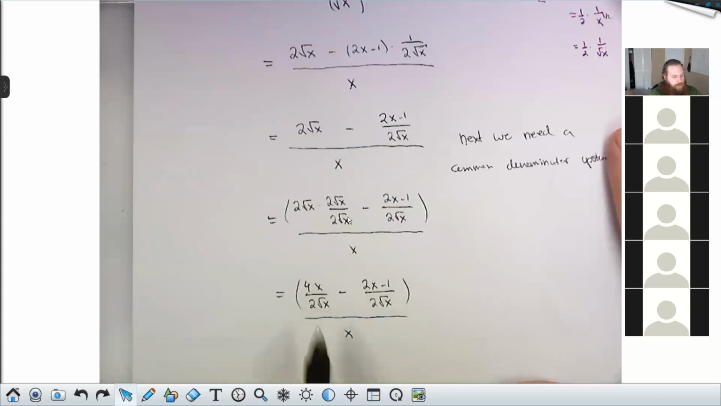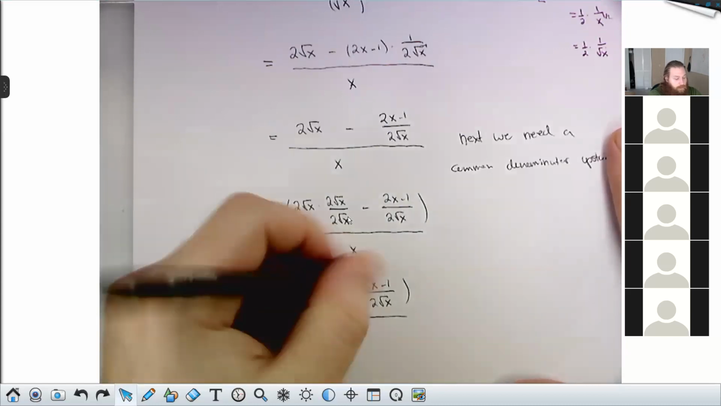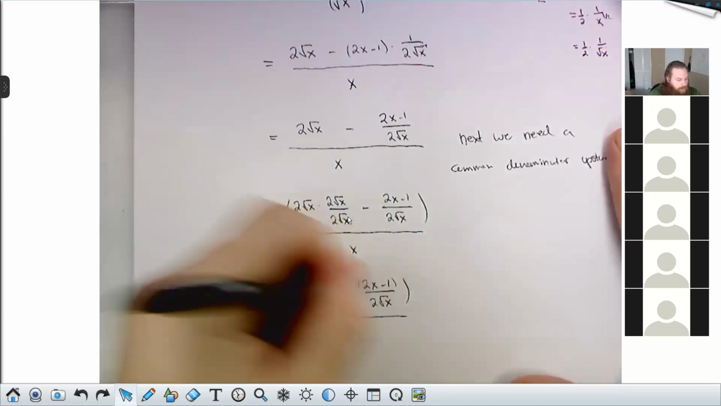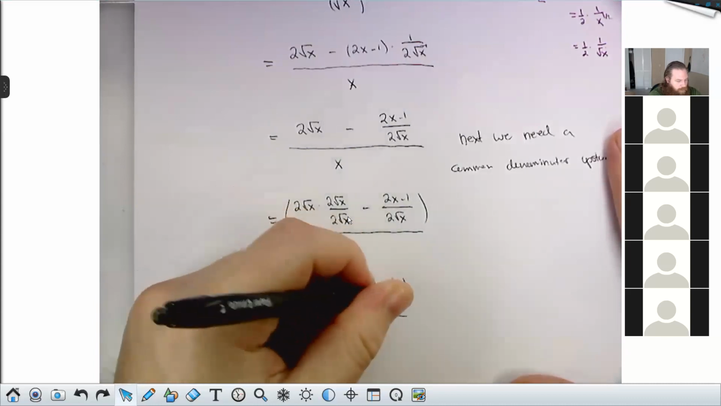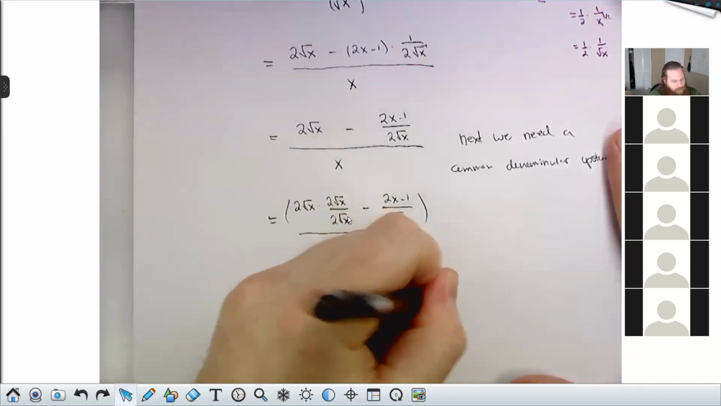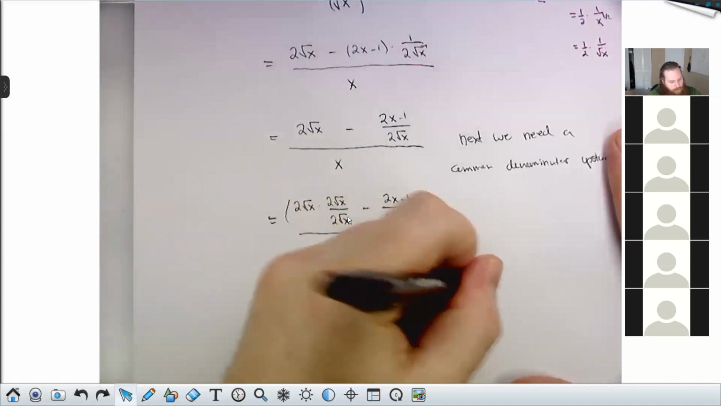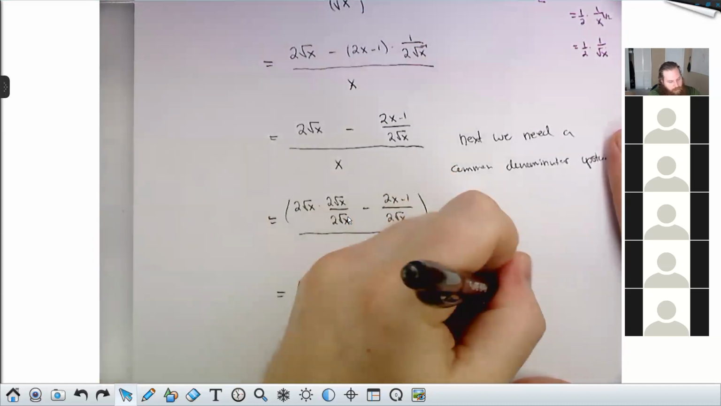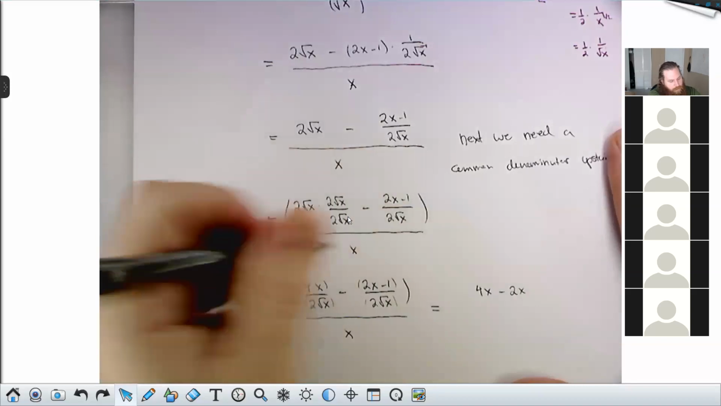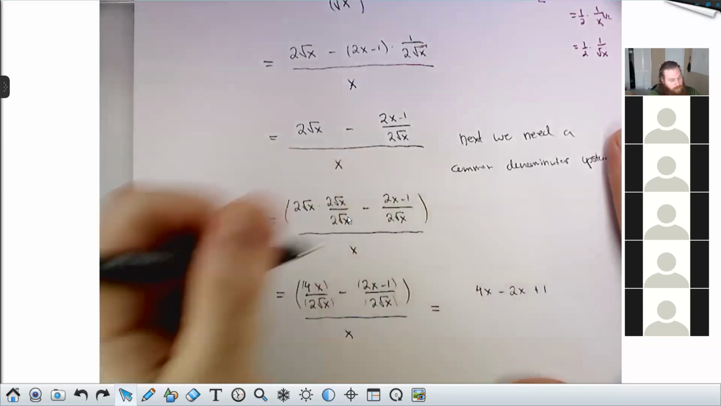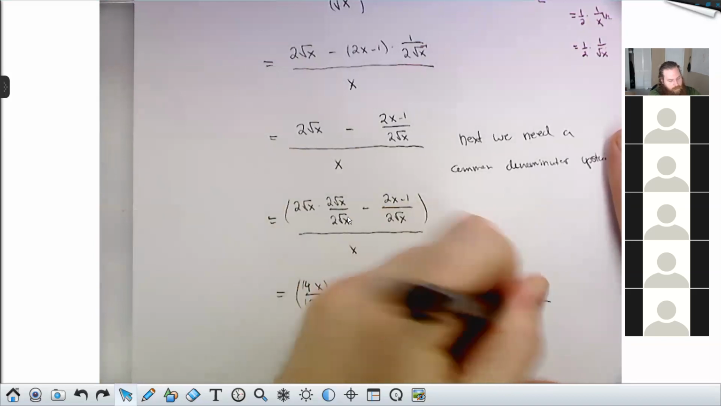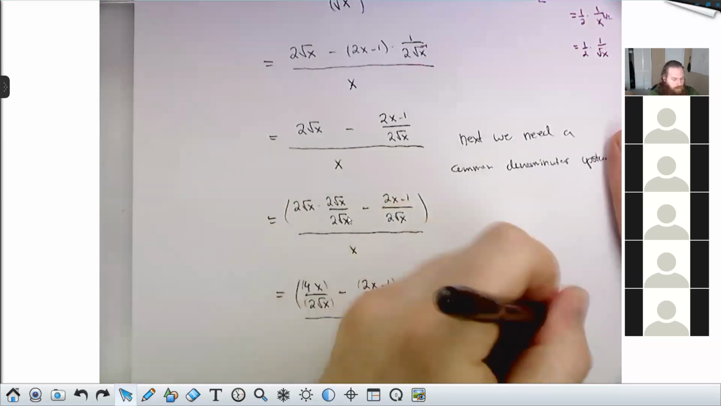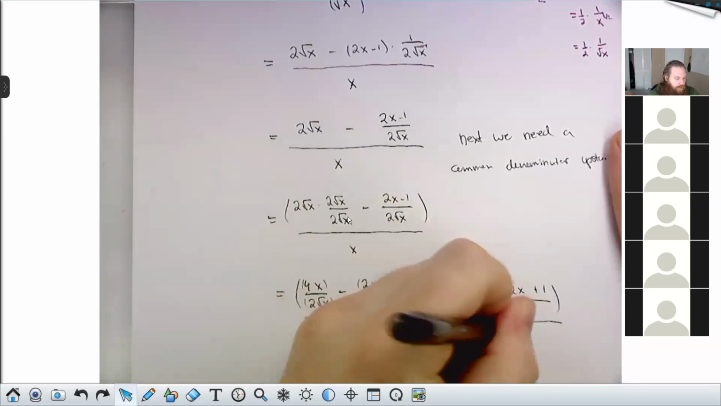And now that I have a common denominator between the two pieces upstairs, I can go ahead and subtract them again, just remembering that all the little fractions have all the little numerators and denominators in parentheses. So when we subtract, that negative gets distributed. And this will be 4x minus 2x plus 1 over 2 root x, and then all divided still by x.